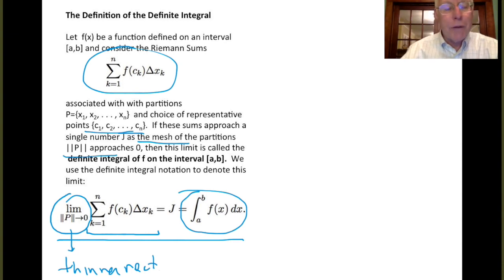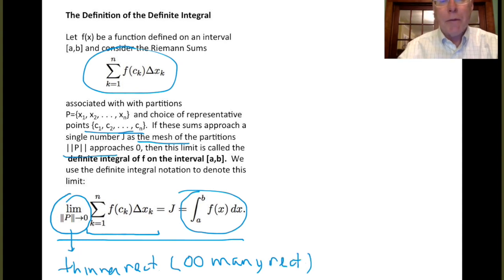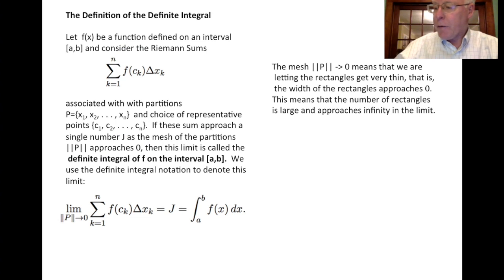In fact, the width of all the rectangles is going to zero. And so, of course, as a result, we're also approaching infinitely many rectangles, because if we use a lot of skinny rectangles, we need a lot of them to fill in under the area. So we're going to do a little work with this definition to get used to seeing what it looks like.